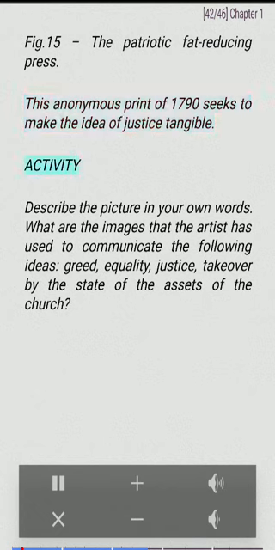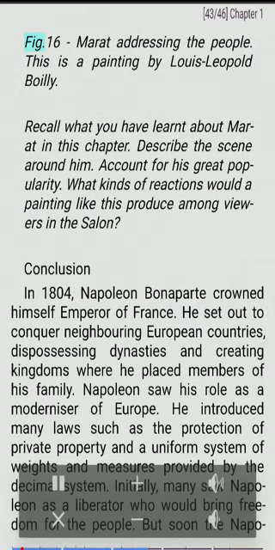Fig. 15. The Patriotic Fat-Reducing Press. This anonymous print of 1790 seeks to make the idea of justice tangible. Activity. Describe the picture in your own words. What are the images that the artist has used to communicate the following ideas? Greed, equality, justice, takeover by the state of the assets of the church.